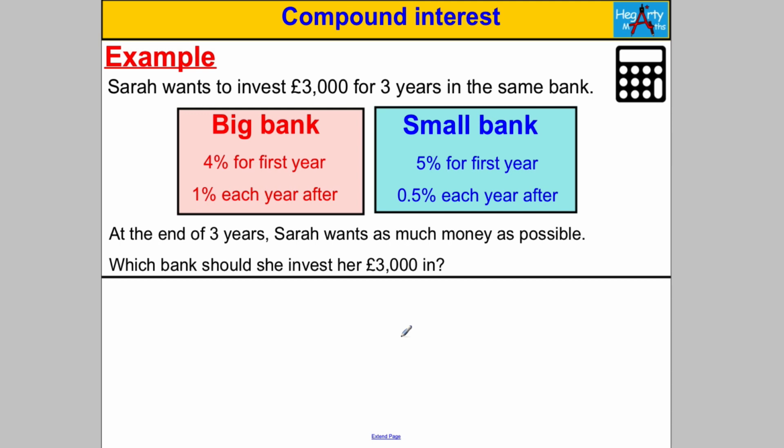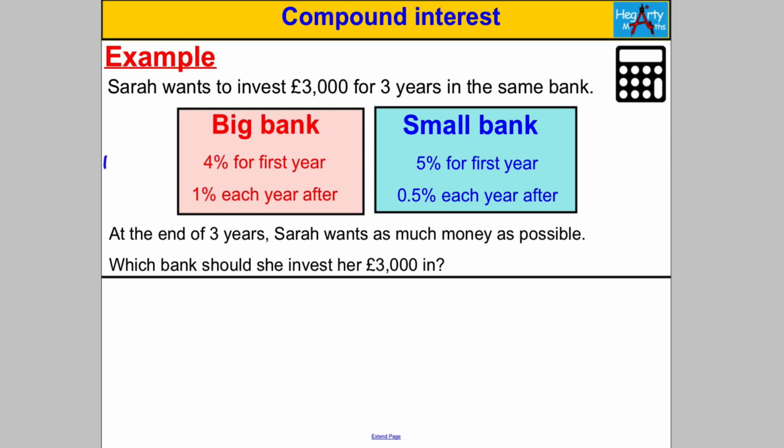Sarah wants to invest £3,000 for 3 years in the same bank. She doesn't want to have a bit in one bank and a bit in another. The big bank offers her 4% for the first year and 1% each year after. The small bank offers her 5% for the first year and 0.5% each year after. So at the end of 3 years, Sarah wants as much money as possible, don't we all? Which bank should she invest her 3,000 in?